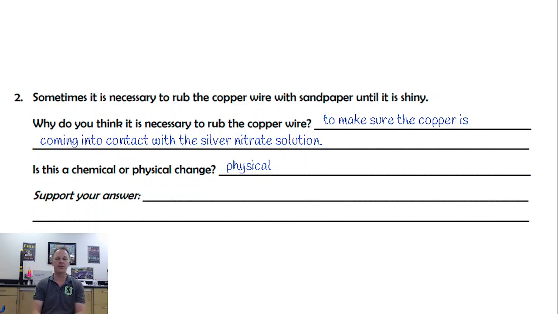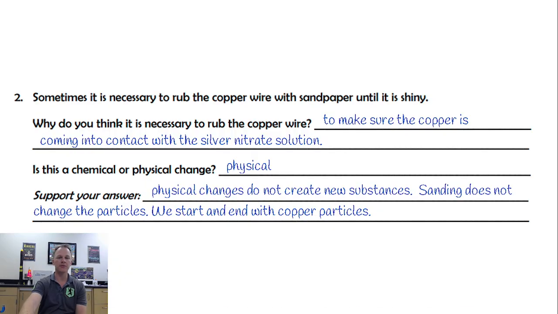Well, again, the definition helps us out here. In a physical change, there's no new substances. The particles don't change. We had copper particles at the beginning, and we had copper particles at the end. So it's not a chemical change, therefore it must be a physical change.